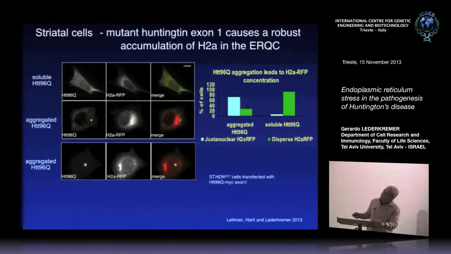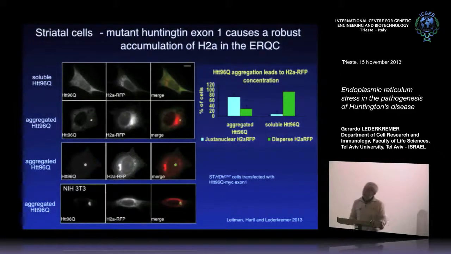And this is another cell. This is just to show that the Huntington can aggregate in the cytosol or in the nucleus in this case, and you always have this strong accumulation of the ERAD protein, the ERAD substrate. And there's no correlation between the location of the Huntington and the location of the ER protein. And this happens also in other cell types, like, for example, here, NIH3T3. You have the aggregate and the accumulation, but you can see that it's a lesser accumulation. So already in striatal cells, you have something different, which is a very strong response.